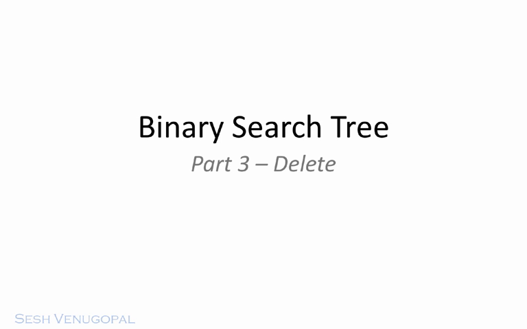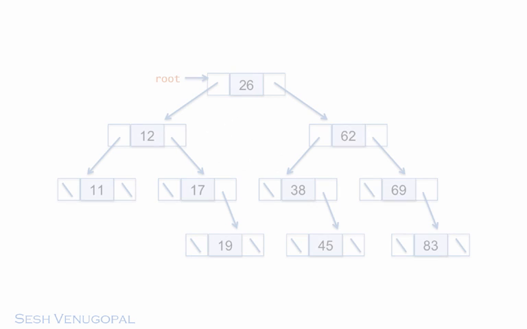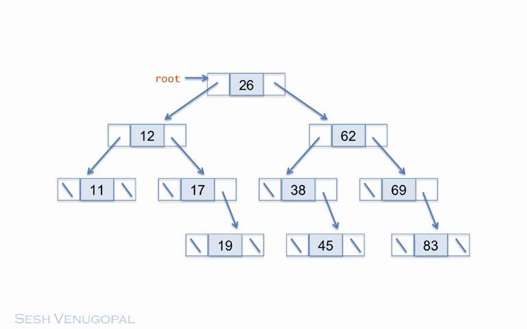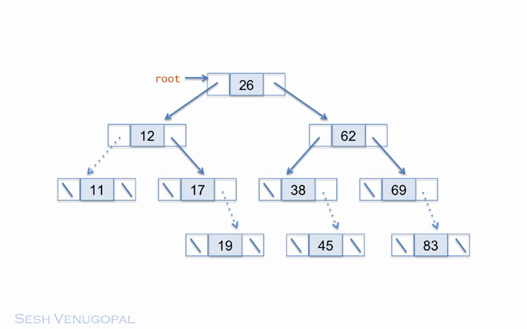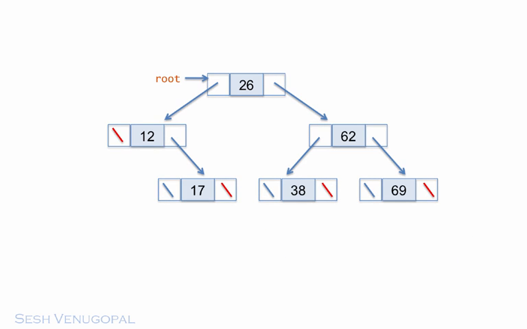I'll start with a couple of examples to outline the process of deletion. Here's a sample BST I've been using for illustration. Which nodes do you think would be the easiest to delete from this tree? If you guessed 11, 19, 45, and 83, you're right on the mark. These are the leaf nodes, the ones that don't have any children. To delete any of them, all you have to do is nullify the parent's pointer to it. This cuts the leaf nodes off the tree with no way to get to them again, so they will be garbage collected and returned to the memory pool.